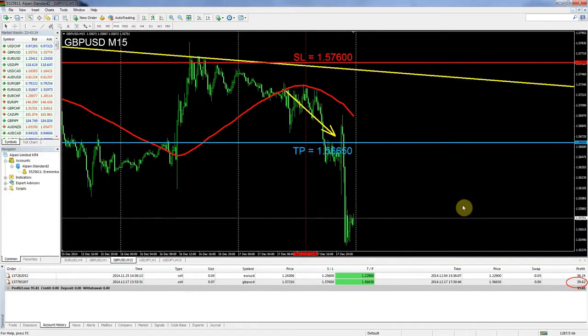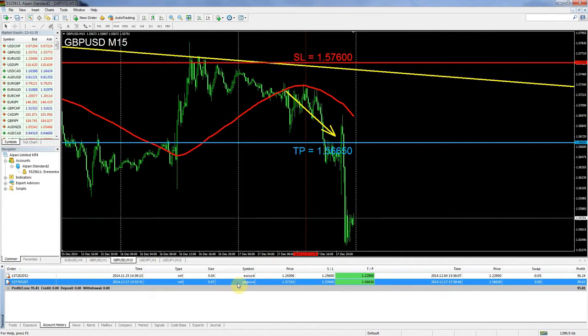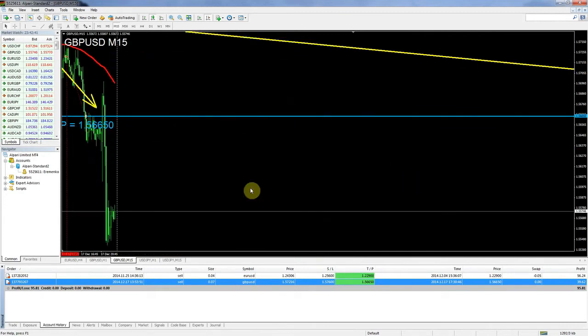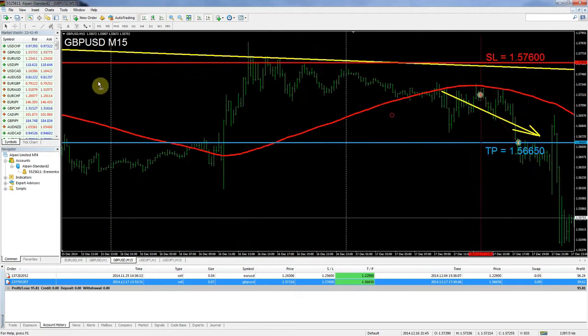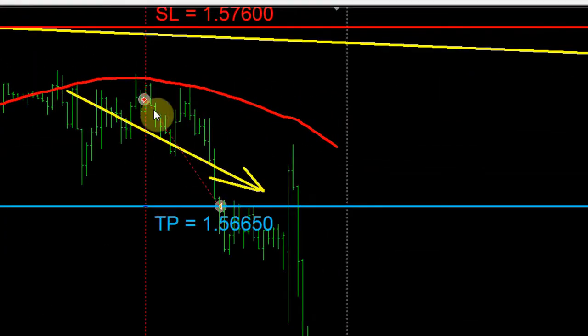So let's quickly have a look at how it exactly played out. I'm just going to take this trade and drag it onto the chart. As you can see, it's now being placed on the chart for me. Now if I change these to bars and I zoom in a bit, we can see that's our trade over there. So what exactly happened?